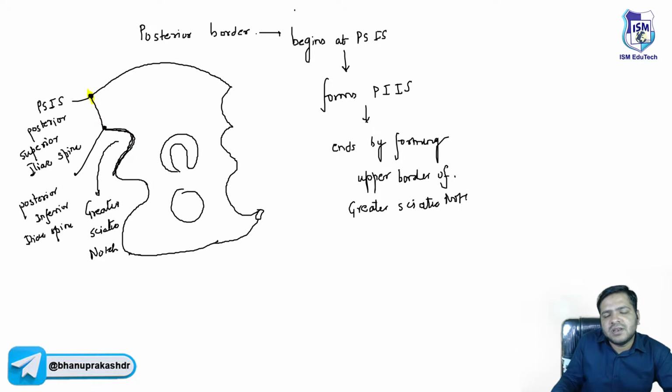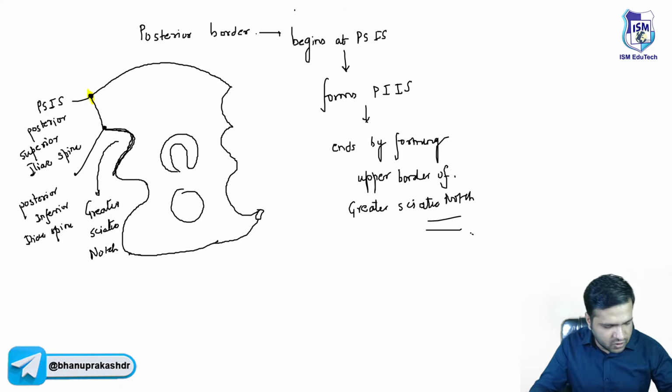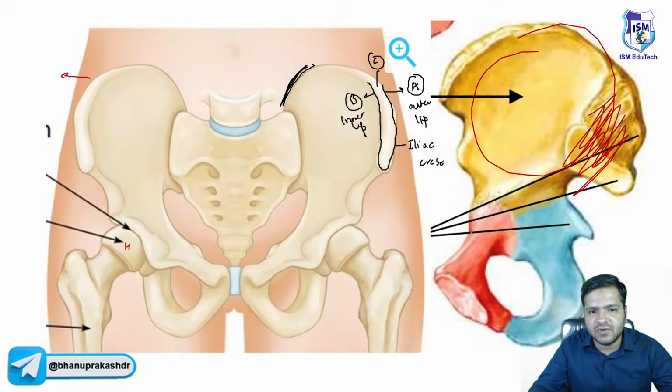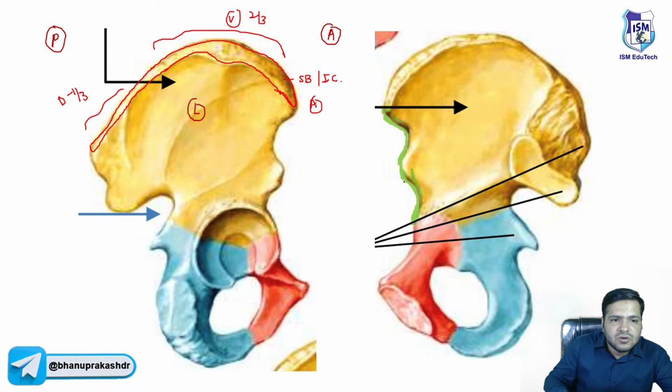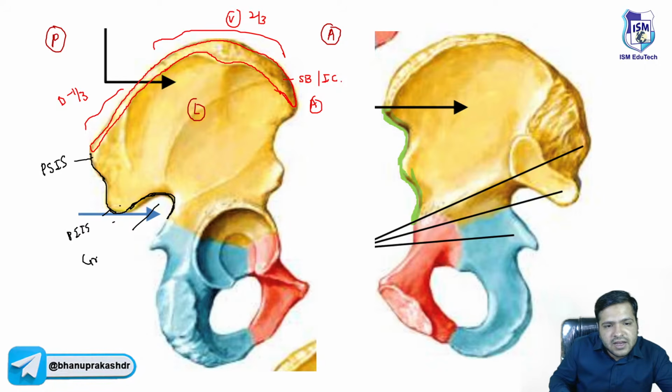And there is no attachment on this as such, so we can leave it completely empty because there is no attachment over here. If you want to see, you can see over here, beta. This is the posterior superior iliac spine. Starting from it, it forms the posterior inferior iliac spine, then the upper border of this notch, the greater sciatic notch.